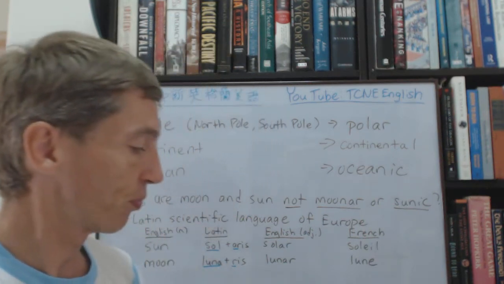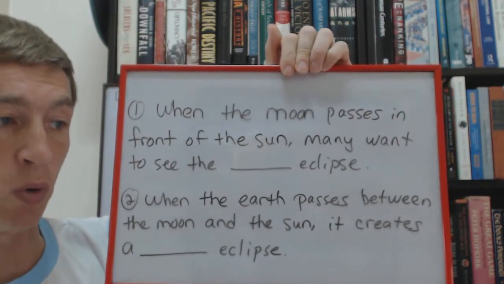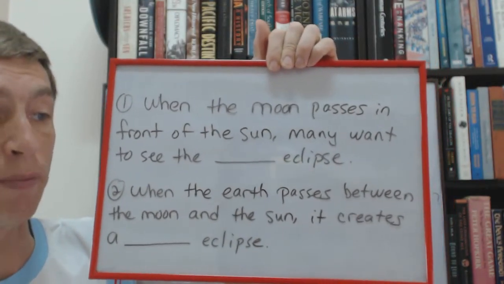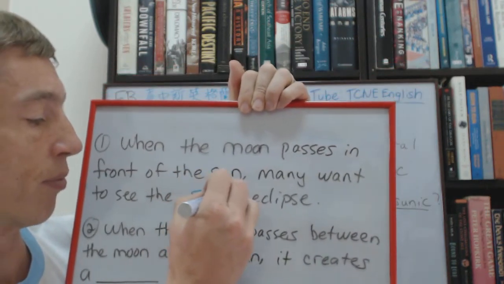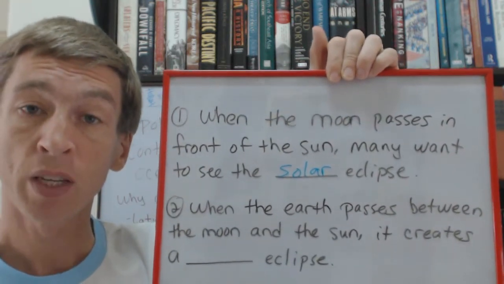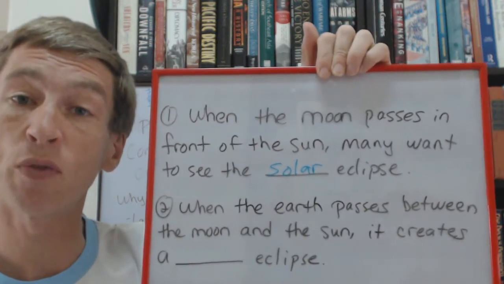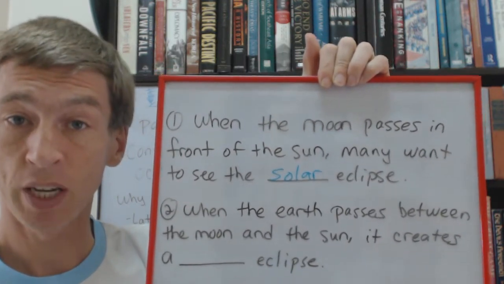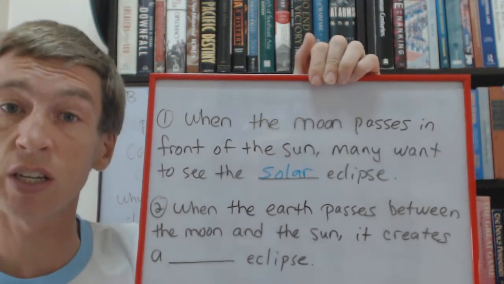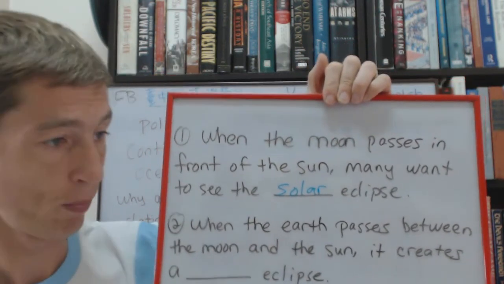Let's practice. When the moon passes in front of the sun, many want to see the... Well, it has to do with the sun, so we call it a solar eclipse. There was a solar eclipse in early 2010, and I was in Jinmen the day before the Jinmen Marathon, and we saw the beautiful solar eclipse near sunset on the island of Jinmen off the coast of China.